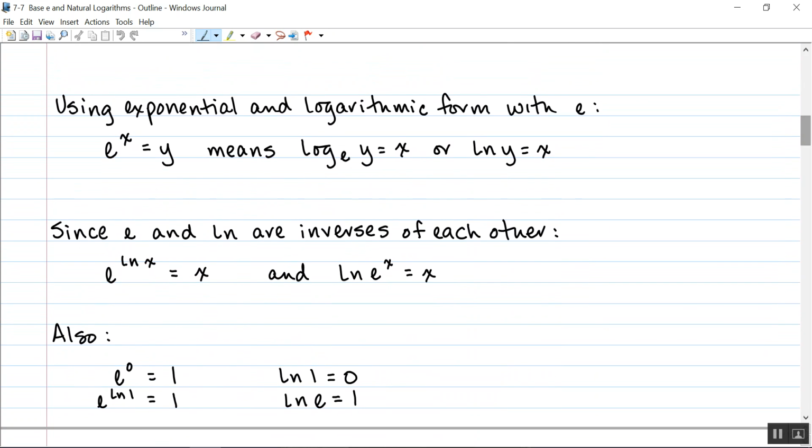So here's an example of how you use exponential and logarithmic forms with e. e to the x equals y means that log base e of y equals x, or we abbreviate that, ln y, natural log of y, is equal to x. Since e and the natural log function are inverses of each other, e raised to the power of ln x is equal to x, and the natural log of e to the x is x. And just a few other little formulas you should be aware of. Of course, e to the 0, anything to the 0 is equal to 1. e raised to the power of the natural log of 1 is 1. The natural log of 1 is 0, and the natural log of e is equal to 1.